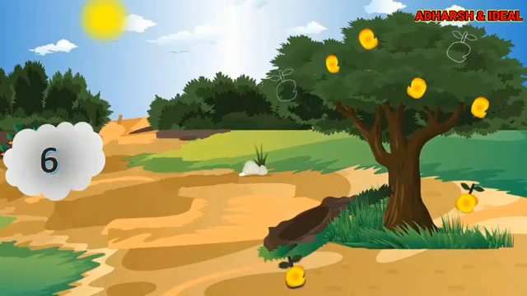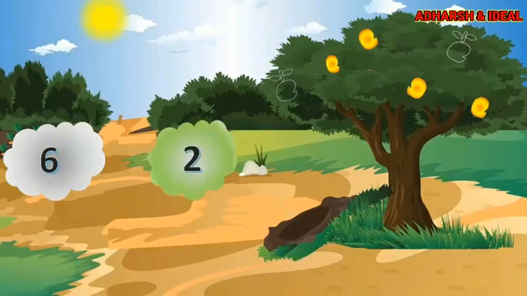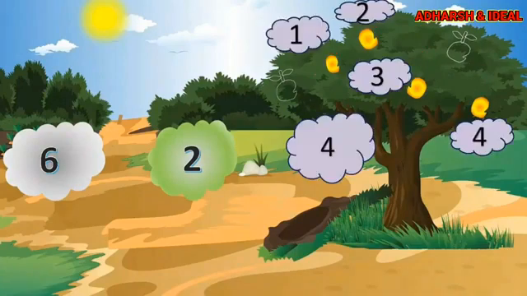Look at there. From 6 mangoes, 2 mangoes fell down. Now count the number of mangoes left in the tree. 1, 2, 3, 4. 4 mangoes. There are 4 mangoes left in the tree. So we can write 6 minus 2 equal to 4.